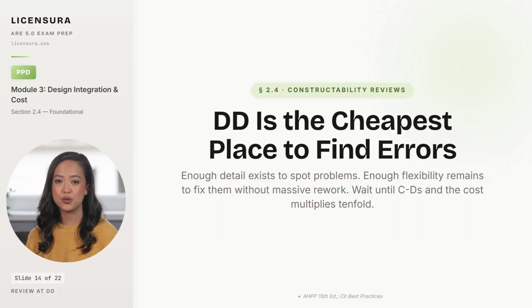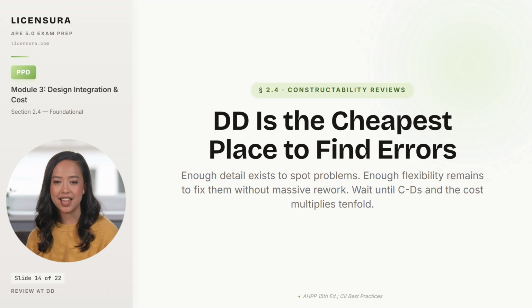Constructability reviews should run at every design phase, but design development is the cheapest checkpoint on the entire project. The reason is simple. By DD, enough design detail exists to identify real problems. You can see the structural to envelope interface. You can measure plenum depth. You can read the door schedule against the wall types. But the design is still flexible enough to fix those problems without massive rework, because nothing has been bid and the documents have not been issued.